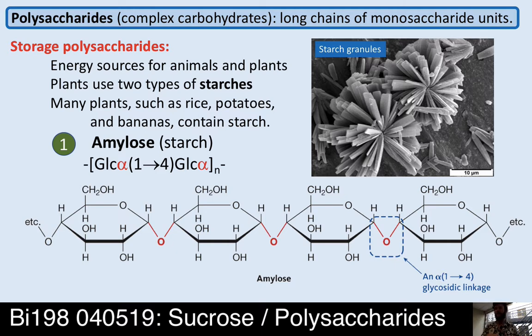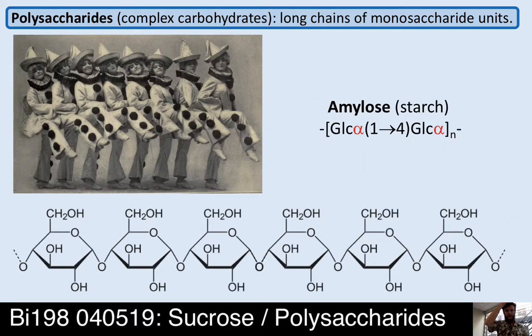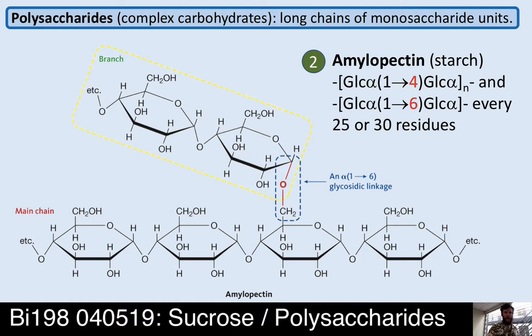So say you have a seed. The seed is going to germinate. It needs that energy before it can really photosynthesize. It's storing that energy as starch in the seed pod or in the potato or what have you. All right. So you can think of it like this, just a long chain of glucose that's 1,4 linked to one another. There are branching patterns on it, however.